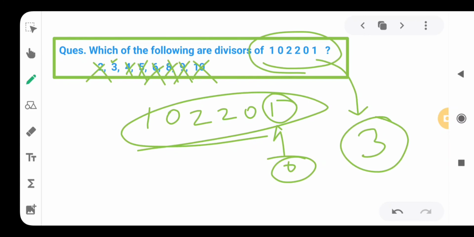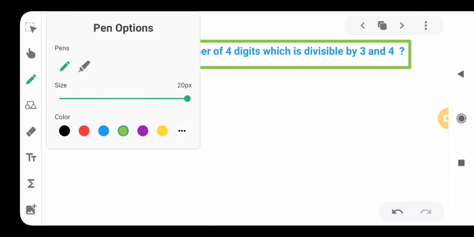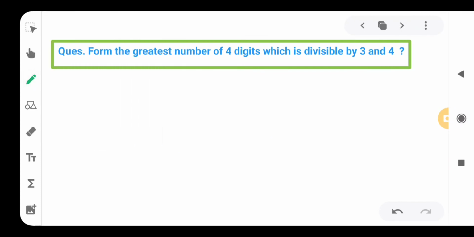Okay, I hope you understand this question. Let's proceed to the next question. Here we have: form the greatest number of 4 digits which is divisible by 3 and 4. यानी कि हमें एक ऐसा greatest number form करना है 4 digit का, which is totally divisible by 3 as well as 4. So for that, we are going to check by 4.